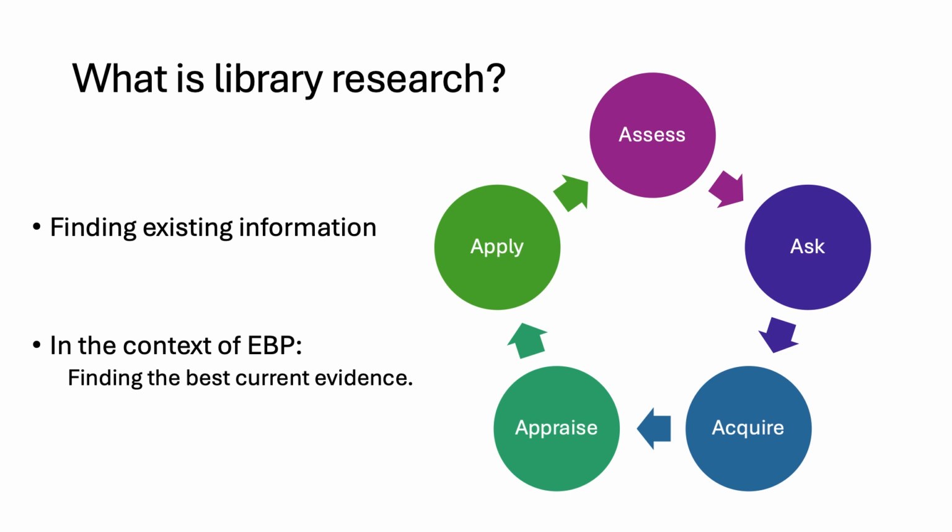Now, in the context of evidence-based practice, we're really talking about finding the best current evidence on whatever your research question is. Here's a cycle for evidence-based practice. You're familiar with it already, probably. And library research touches on most of it, but it really focuses on asking the question in a way that we can use to find information, accessing that information, and to some extent then appraising it. We're focused primarily on that acquisition step in this lecture.